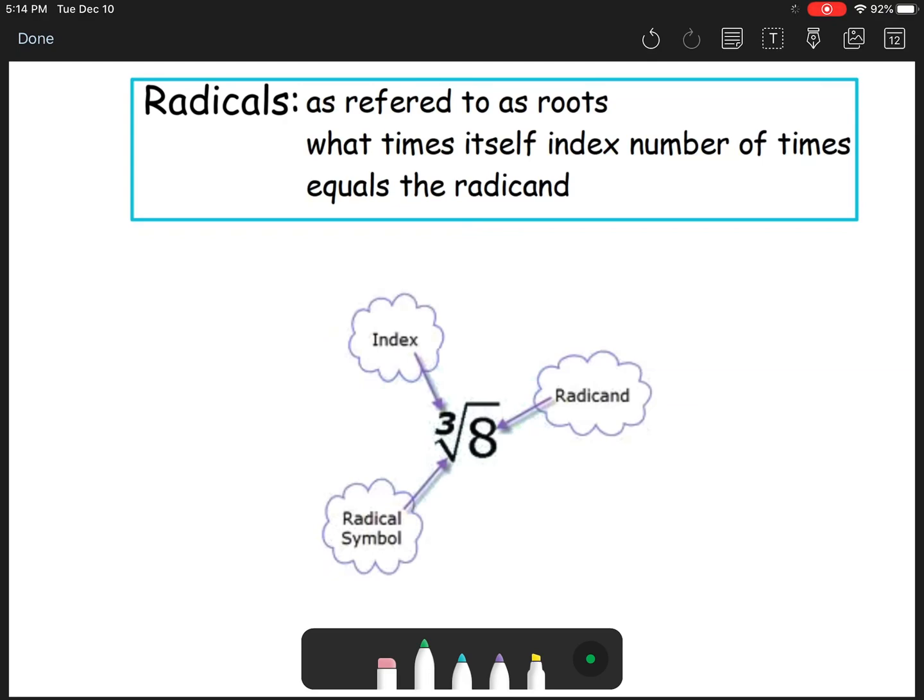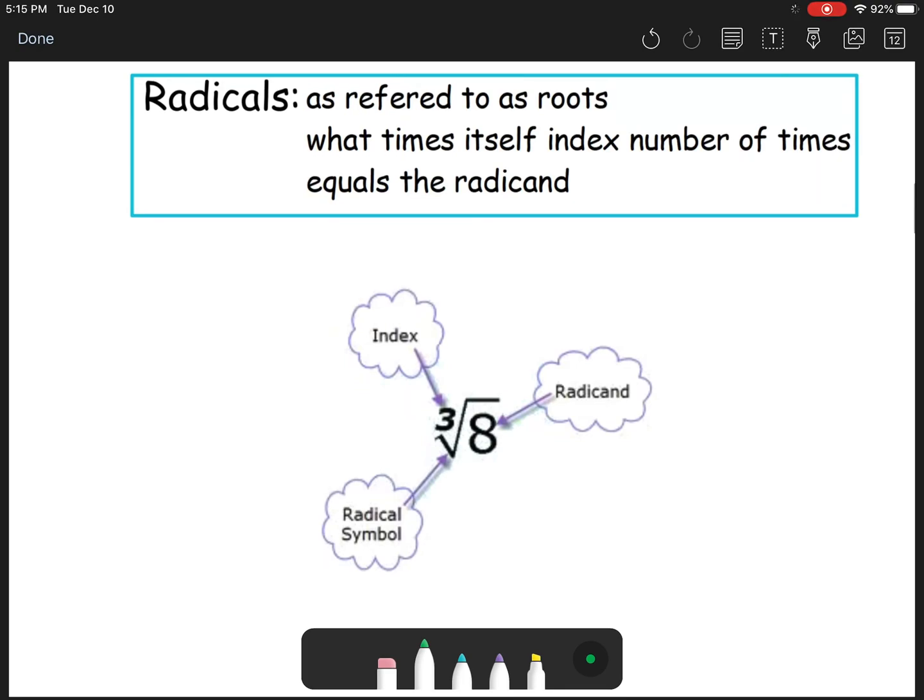Now, radicals. We've already used a few of these vocabulary words, but radicals are referred to as roots. So if you hear roots or radicals, they're referring to the same thing. And a radical is asking you what times itself, the index number of times, equals the radicand. So if we're looking at our little diagram here, we're looking for the number that if we multiply it by itself, in this example, 3 times, we should get 8.